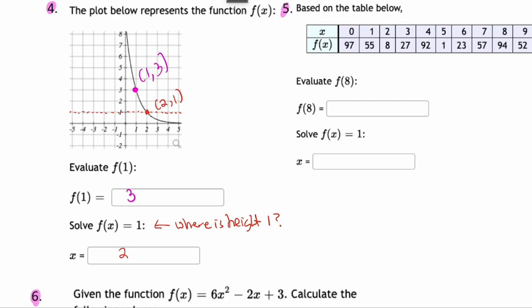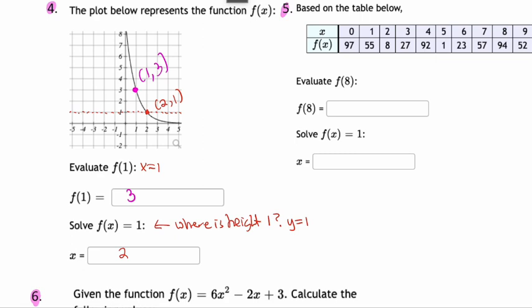The first one, that is your x. The second one, that is your y. If they word it like find f of 1, that is, what is the height when x is 1? If they say when is f of x equal to 1, that's a different question. That is saying, where do we have an x value where the height is equal to 1? Does everyone see the difference in that?